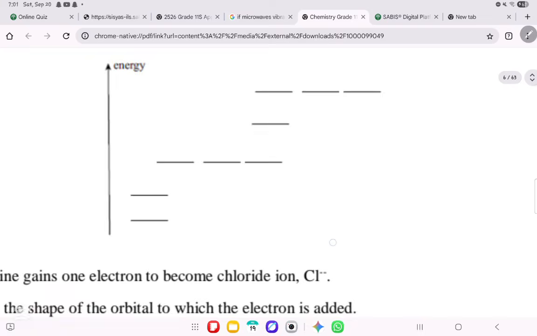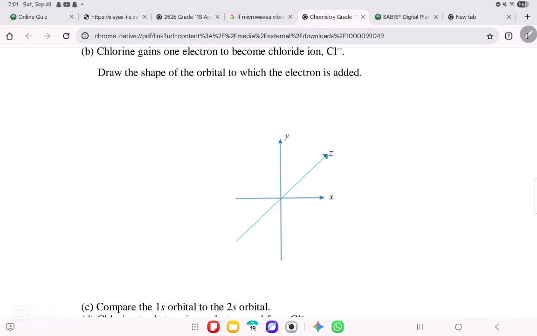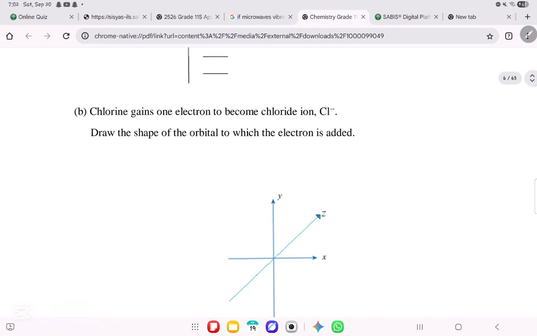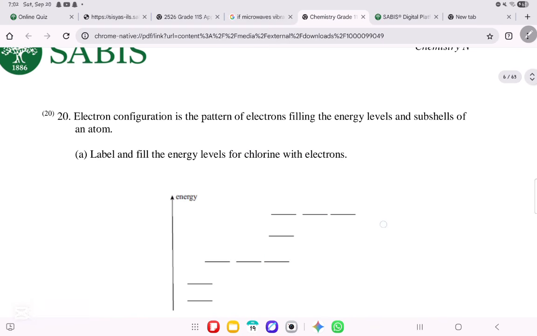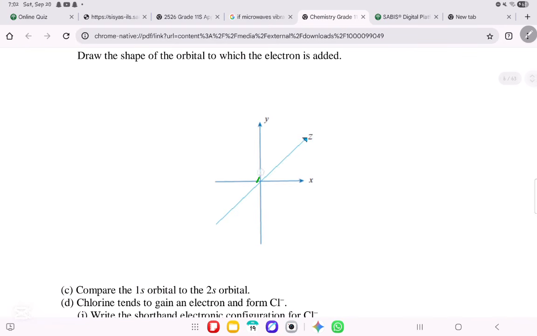They said chlorine gains one more electron to become Cl minus. Draw the shape of the orbital to which the electron is added. Now we said that the last one ended with one up, one down, and one down. So it ended with one unpaired electron. So they said it gains one electron. Where will this one electron go? It will go over here. So in which orbital did it go into? It went into orbital P, but which orbital? Px, Py, or Pz? It went into orbital Pz over here. So you will need to draw the Pz orbital, which is a dumbbell shape, like this.